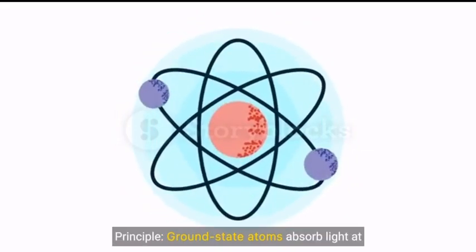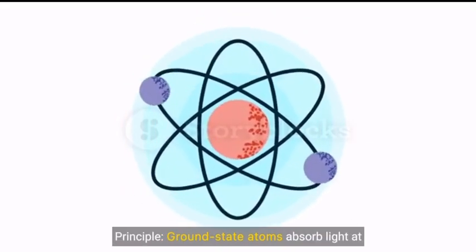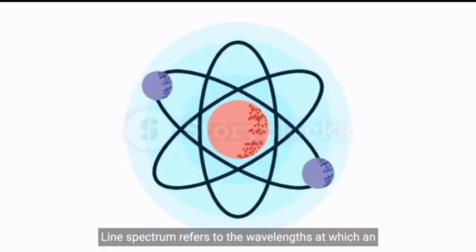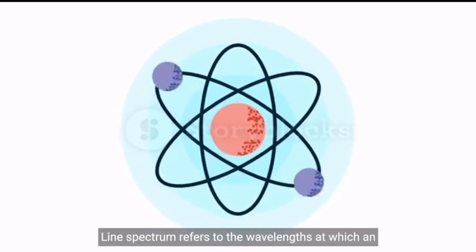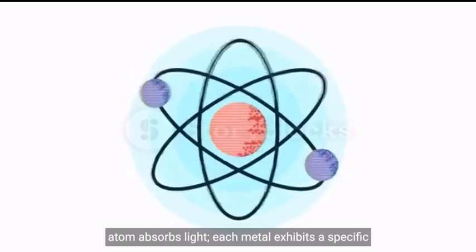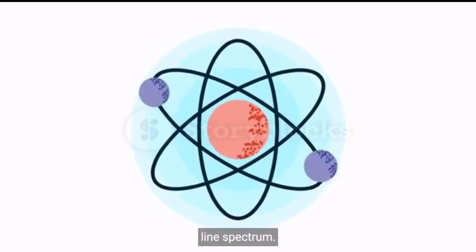Spectrophotometry. Principle: ground state atoms absorb light at defined wavelengths. Line spectrum refers to the wavelengths at which an atom absorbs light. Each metal exhibits a specific line spectrum.